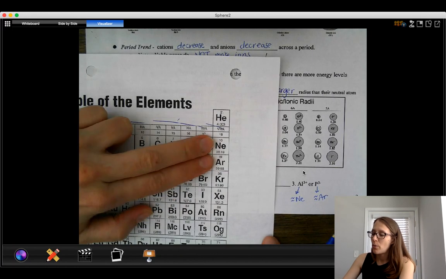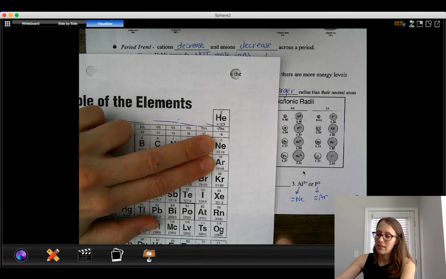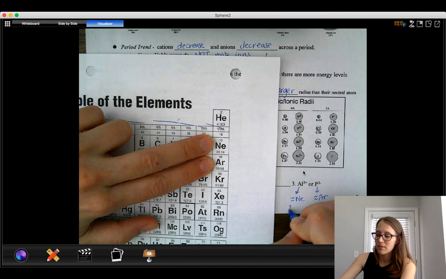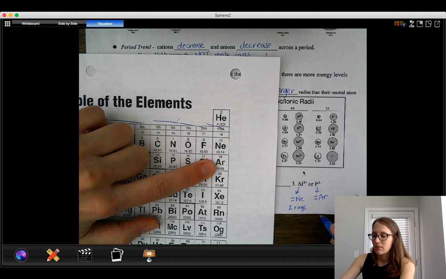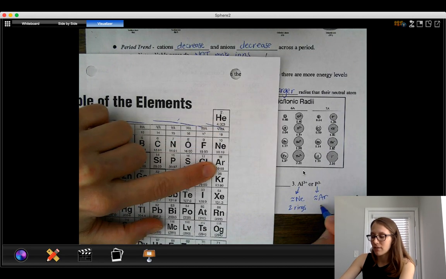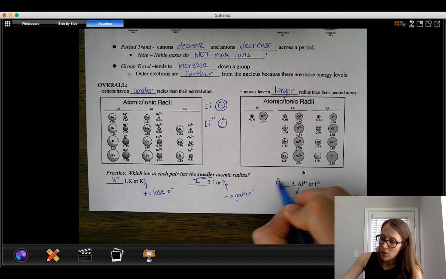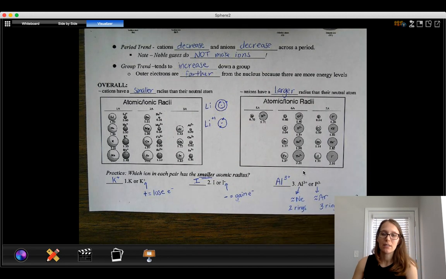But if I wanted to know which one of these two is going to be smaller, the element that's kind of like neon, that means that it has 2 rings of electrons, or the one that's kind of like argon, that's going to have 3 rings of electrons. And we wanted to know which one of these two was smaller. That's going to be the one with fewer rings. So aluminum with the charge of +3 is smaller than phosphorus because it lost electrons to get smaller. Phosphorus gained electrons to get bigger.